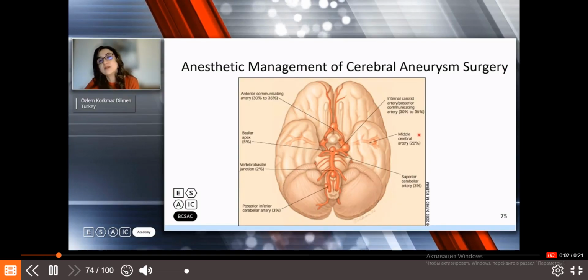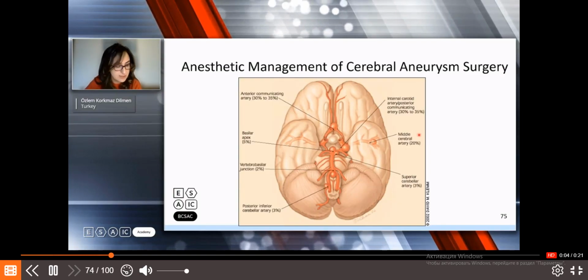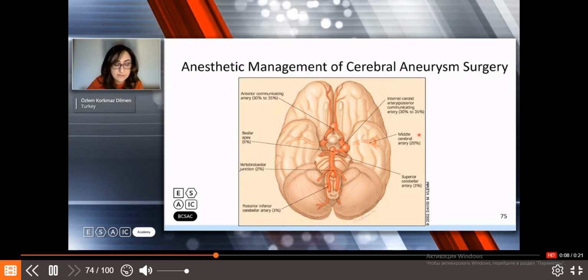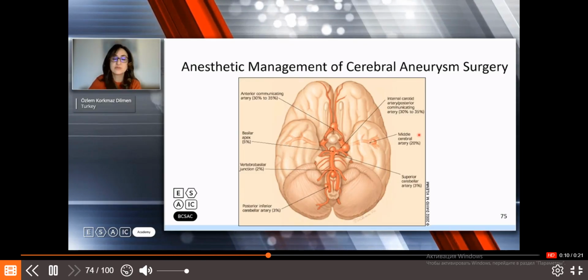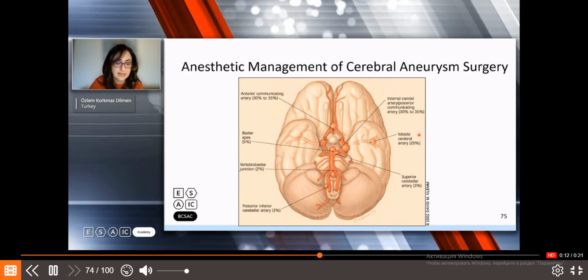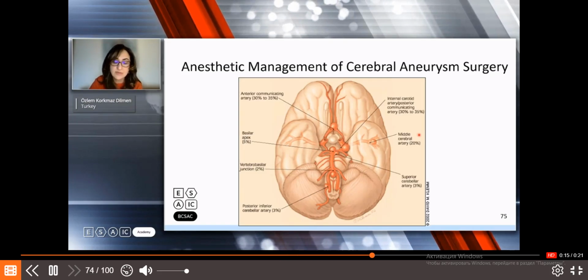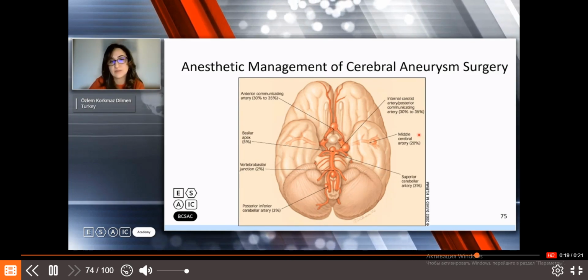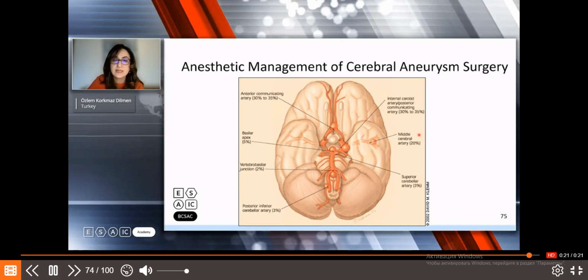Now I'll talk about subarachnoid hemorrhages. More than 80% of cerebral aneurysms arise from the anterior and posterior communicating and middle cerebral arteries, with only 10 to 20% arising from the posterior vertebrobasilar circulation.